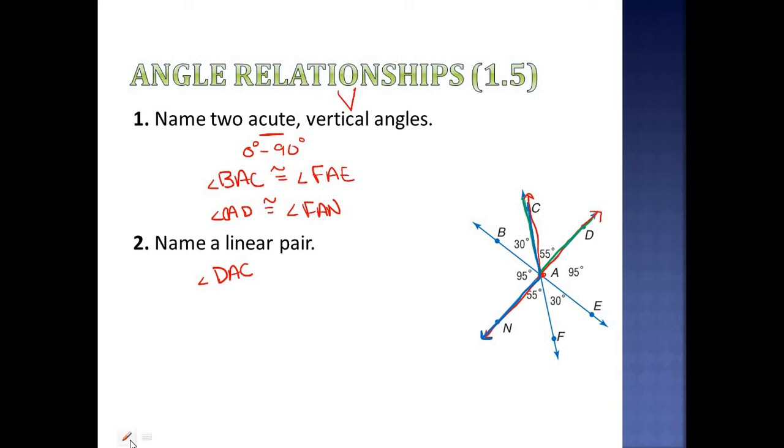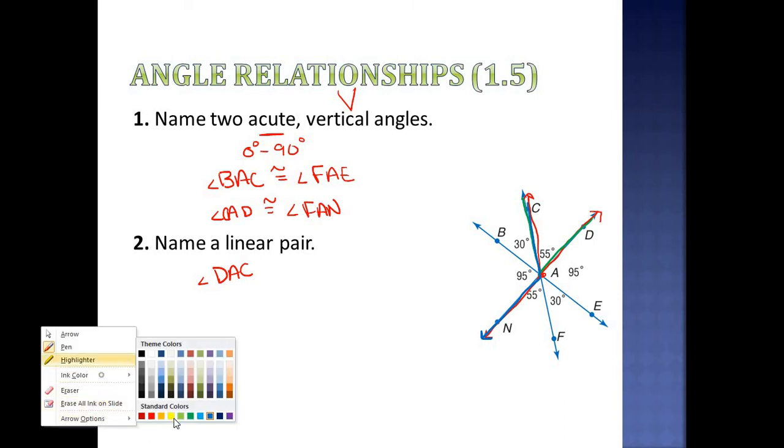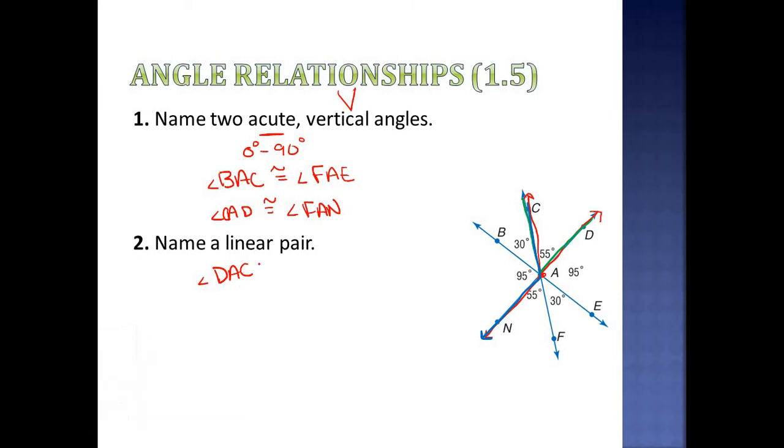So angle DAC and angle CAN are linear pairs, and it's also true that the measure of angle DAC plus the measure of angle CAN is 180 degrees. Okay.